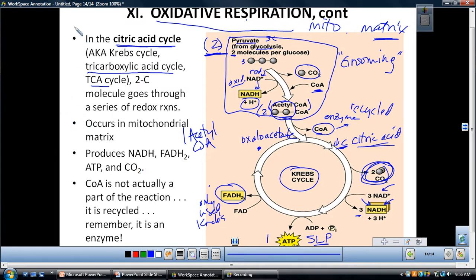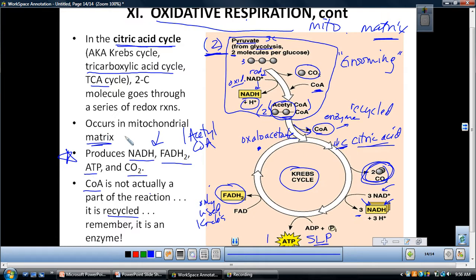So let's look at the bullet points over here on the side and make sure you understand this. This occurs in the matrix of the mitochondria. The production, put a star by this, what we're producing, we will get NADHs, FADH2s. How will we get that? From the oxidation of our acetyl-CoAs. We will produce ATP, and we will release carbon dioxide as our waste product. CoA, coenzyme A, is not actually part of the reaction. It is recycled, so you can see that arrow coming off here. Remember, it is an enzyme, it is recycled.